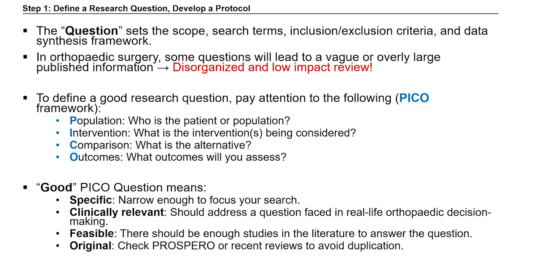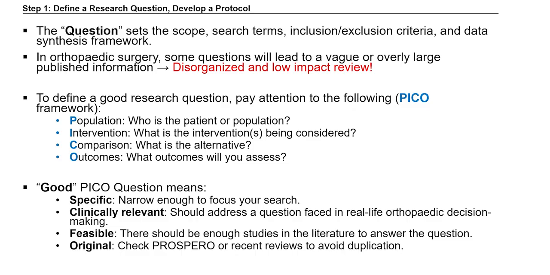Clinically relevant means it should address a question faced in real-life orthopedic decision making. And it's not just specific to orthopedics; for any subspecialty, any specialty, you should consider these criteria. Feasible: there should be enough studies in the literature to answer the question. So if on a topic you find only a couple of papers, it definitely cannot turn into a systematic review, or even a narrative review or short review.